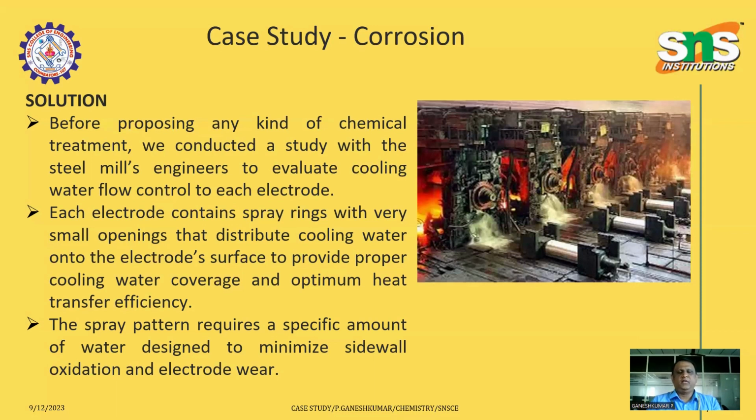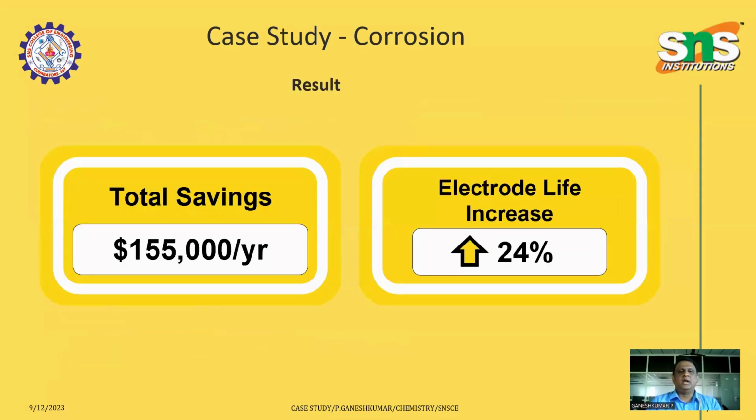So the system was very effective, and the corrosion of the carbon-based graphite electrodes was reduced drastically in this case study. The outcome, the result of this particular method, saves the electrode life by about 24%, and it gives a total saving of $155,000 per year for the company. So this is an extraordinary achievement just by changing the water spraying method in the electrode cooling.